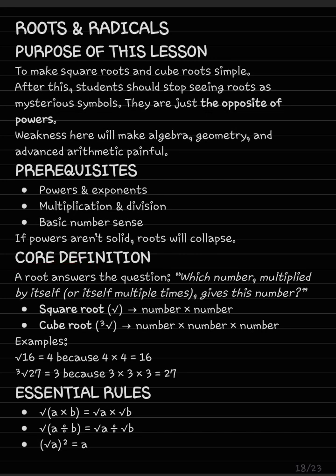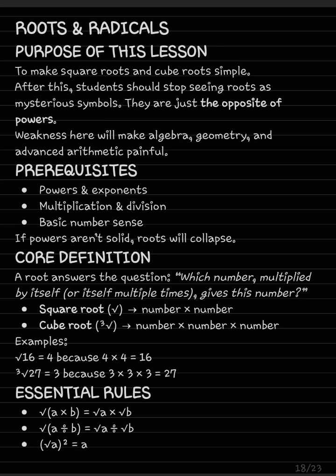Core definition. In professional arithmetic, a root is the inverse operation of an exponent. It essentially asks a backward question: which specific number, when multiplied by itself a certain number of times, results in the value I see? Square root, represented by the radical symbol, asks for a number that, when multiplied by itself exactly once, gives the target value. For example, the square root of 16 is 4, because 4 multiplied by 4 equals 16.